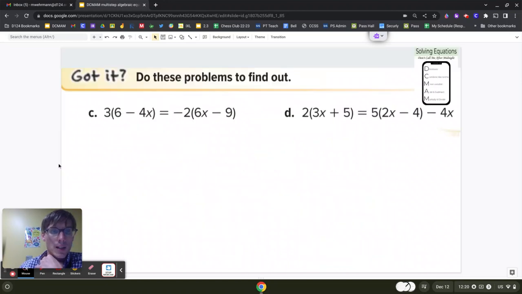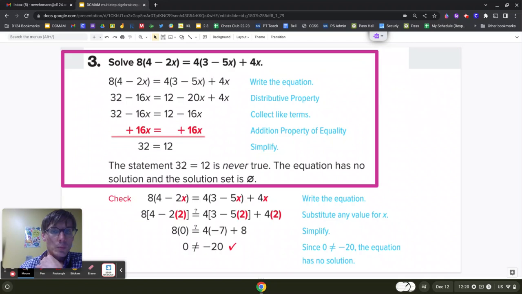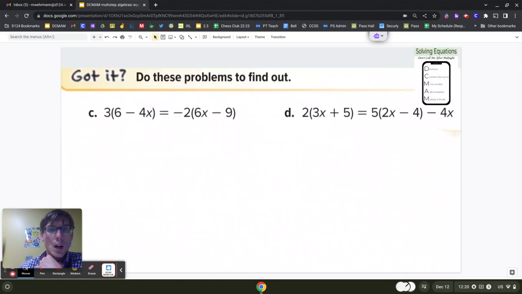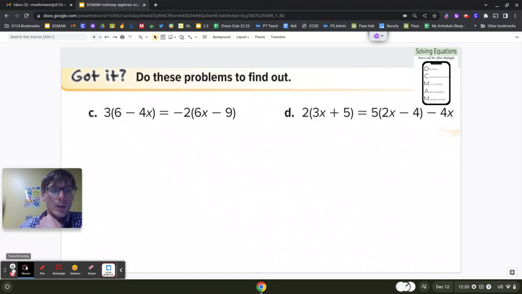Okay, making sense? If you think you got it, go ahead and try these out on your own here, these two problems. And put in those solutions. Let me know if you have questions with this. That's all we have. Thanks.